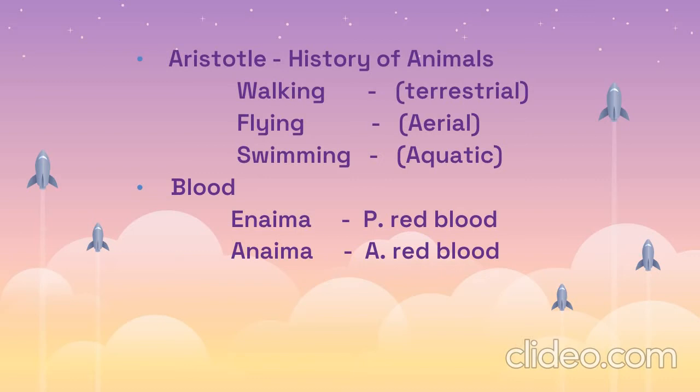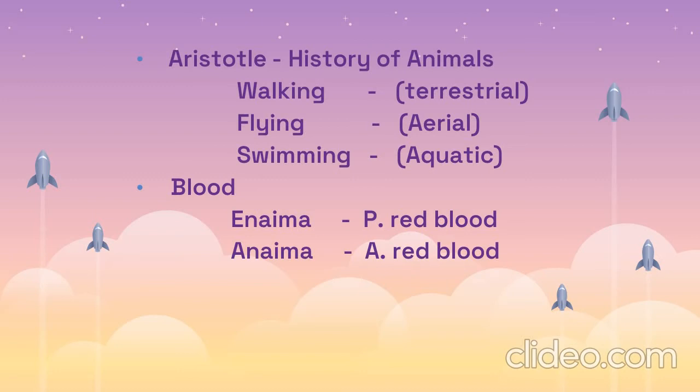Another one of the methods is given by Aristotle. Aristotle's life duration is 384 to 322 BC. Okay, let us see how he has classified these organisms. Aristotle gave this classification in one of his books known as History of Animals. In this book, he has classified the organisms.